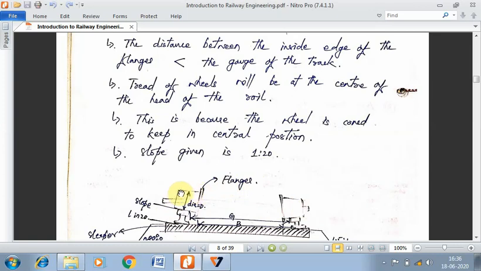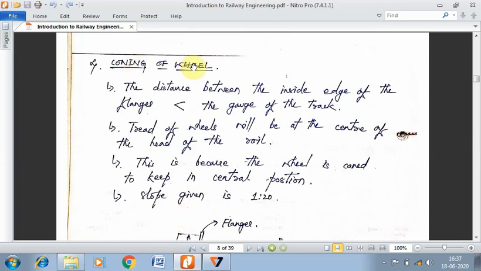And then the surface which comes in contact with the rail, or which always remains in contact with the rail, is called the tread of the wheel. Now it is always expected that the center of the tread gets aligned to the center of the head of the rail. That is what is expected. To keep the center of the tread of the wheel and the center of the head of the rail aligned can happen through a phenomenon called coning of wheel.